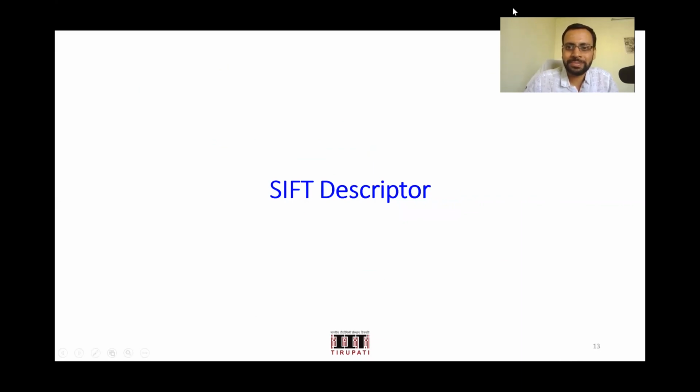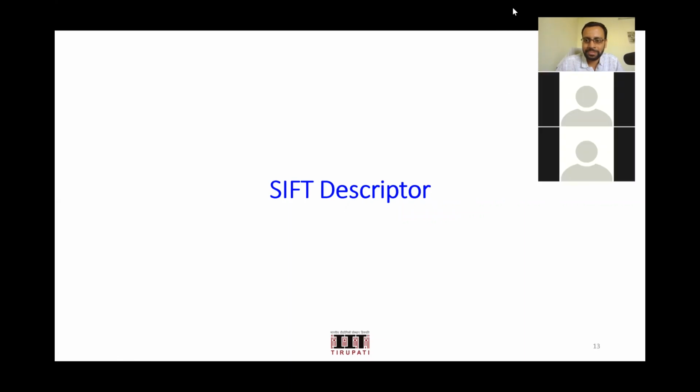Sir, the scale of the key point, is that the same as from the Harris corner detector algorithm?